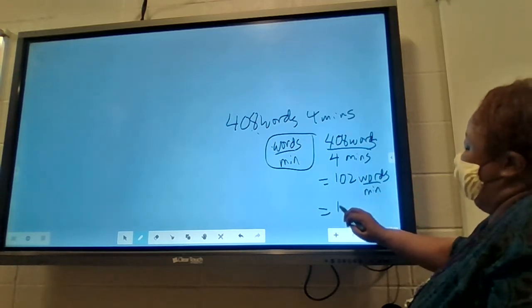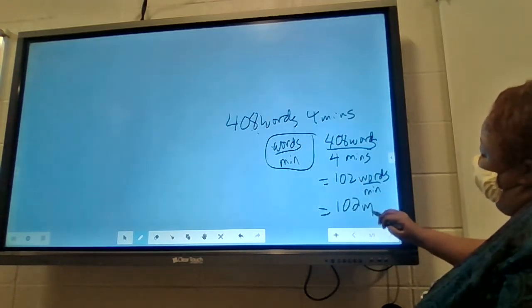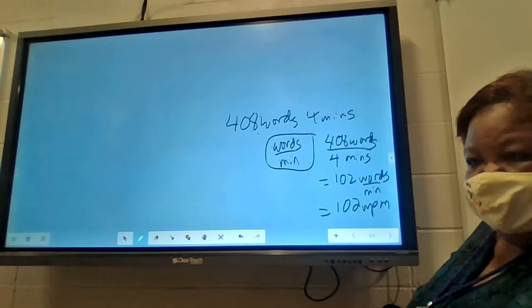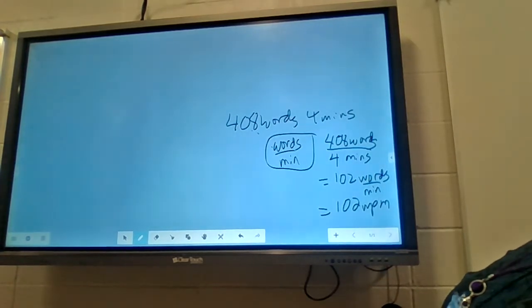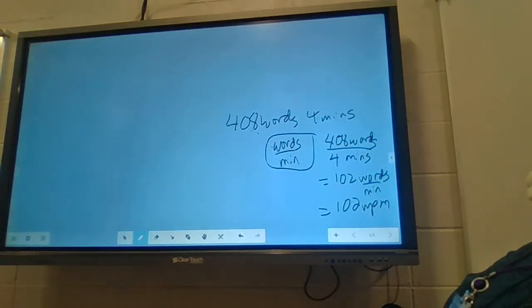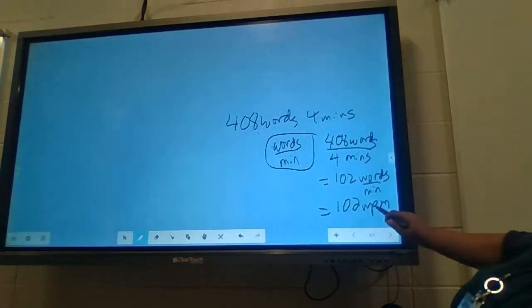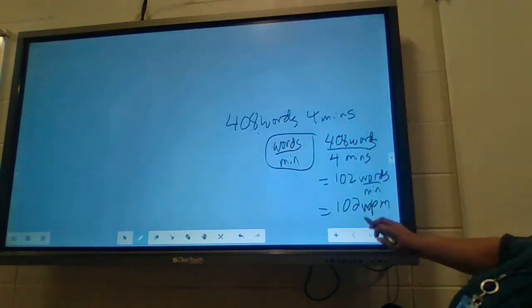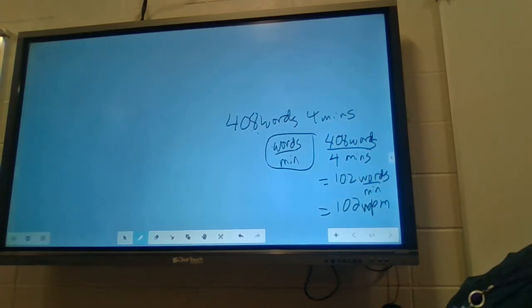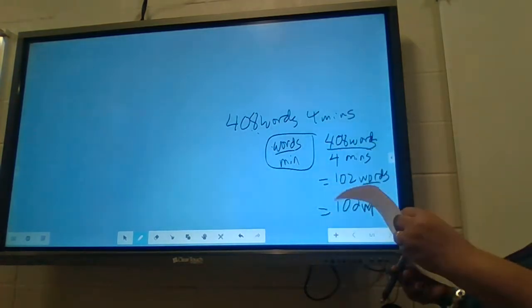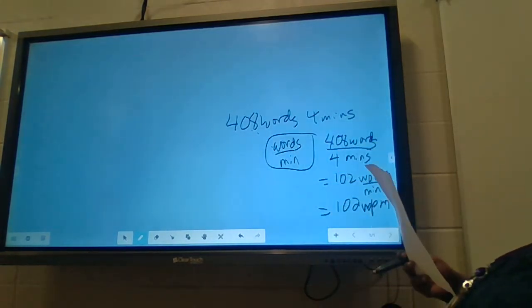Sometimes you'll see it written like this, 102 WPM. There used to be jobs that require typing, and they would ask for so many words per minute. Like most call center jobs require like 45, 50 words. That's not too fast.